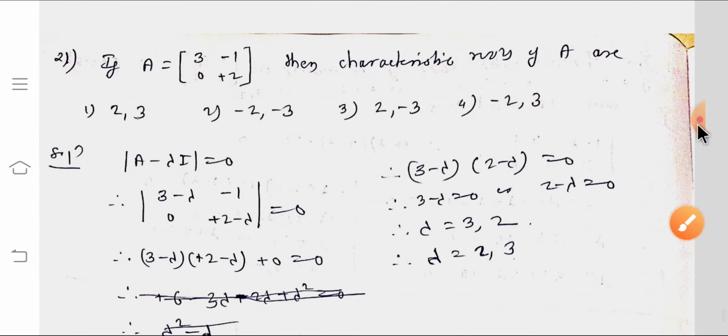So we can stop here. This is the end of linear algebra. Now you have to practice these examples. In the next video we will discuss another concept, maybe differential equations or any other concept we can study. Okay, thank you.